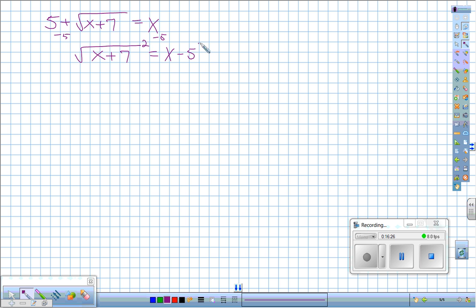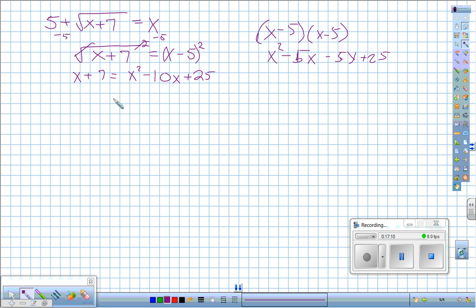Now I have to square this. A lot of times what you guys want to do, even now, even though you know better, is to just say x squared minus 25. That's not right. That's not your answer. On the left side, I do have x plus 7. On the right-hand side, I have to FOIL that. So I have x minus 5 times x minus 5. I will have x squared minus 5x minus 5x plus 25. And so when I add my like terms, I have x squared minus 10x plus 25.